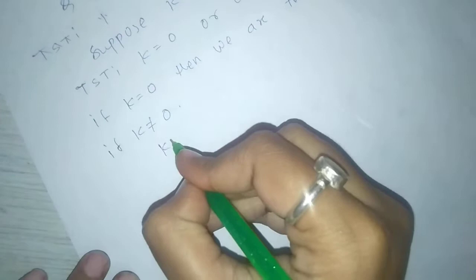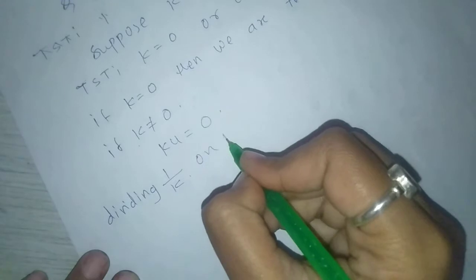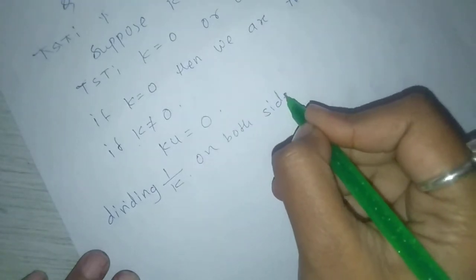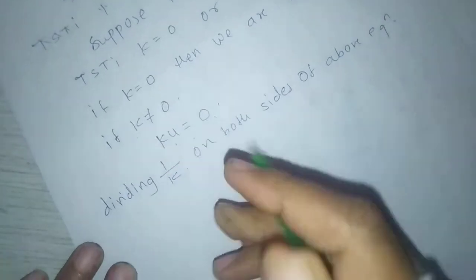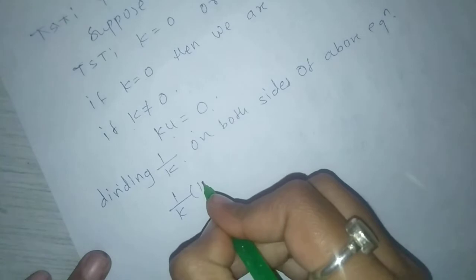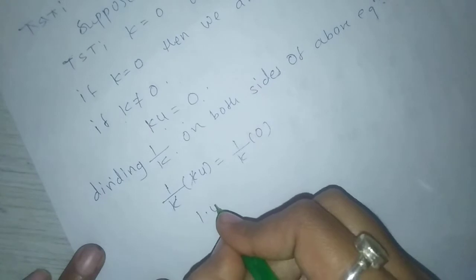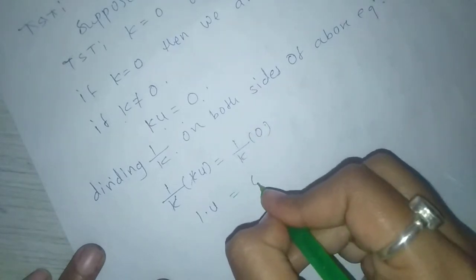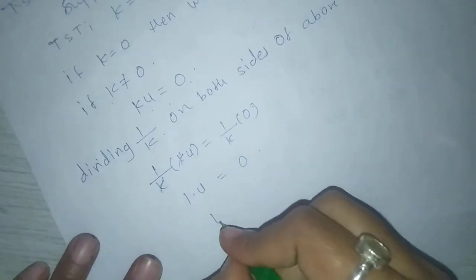We have K into U equal to 0. K is not equal to 0 means 1 upon K is defined. Now multiplying 1 upon K on both sides of the above equation, K into U equal to 0, means 1 upon K into K U equals 1 upon K into 0. K gets cancelled, means 1 into U equal to 1 upon K into 0, which is 0. And U belongs to V, V is a vector space, so 1 into U is U equal to 0.